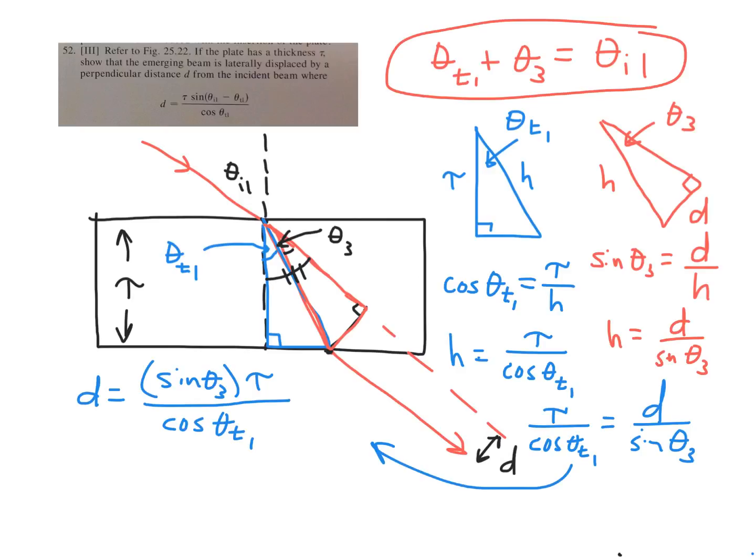In other words, you just plug that in there, and I'll rearrange like they did. Bottom line, you just plug that in. Solve for theta sub 3. Theta sub 3 is theta I1 minus theta T1, which is what we're trying to prove. So that basically just proves it.